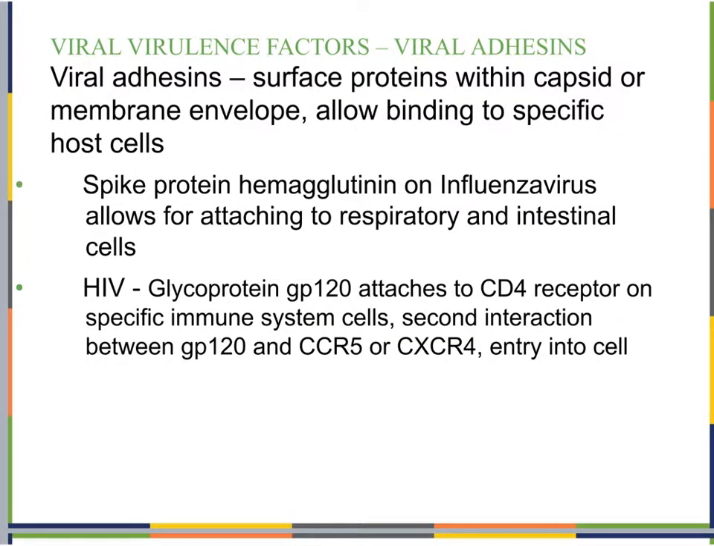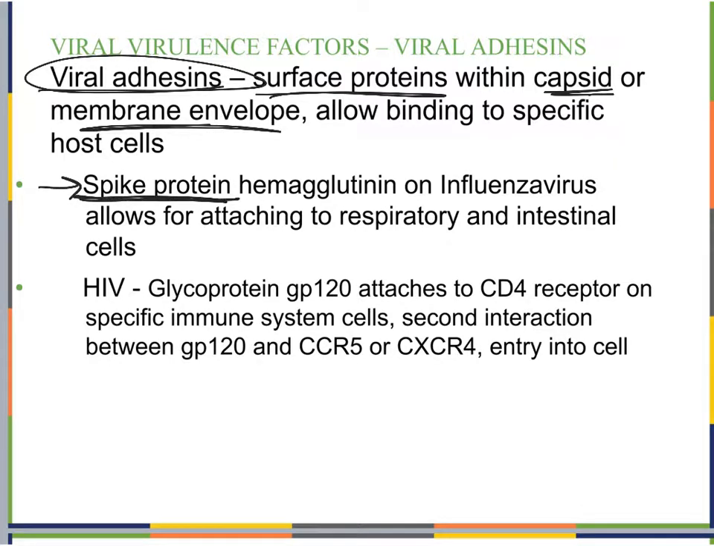All right, so some virulence factors that are not related specifically to bacteria, but are related to viruses, are viral adhesins. And we already spoke about adhesins, so it's very similar. So these are surface proteins within the capsid or the membrane envelope. So remember, sometimes we have enveloped viruses and sometimes we have naked viruses or unenveloped viruses. So we can see that in the membrane envelope if it's enveloped, or within the capsid if it's not enveloped. And then these surface proteins are going to allow them to bind to specific host cells. So just as we already spoke about adhesins, working the same way but just with a virus.